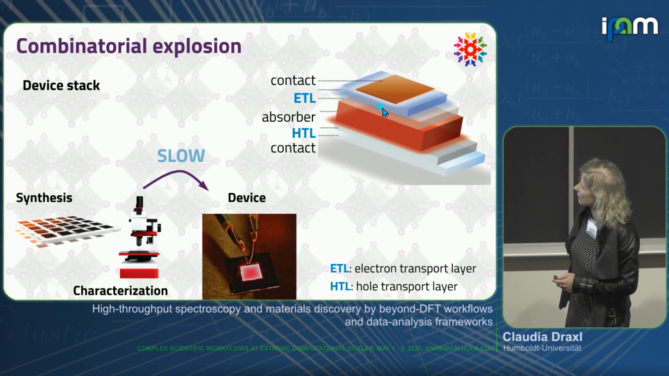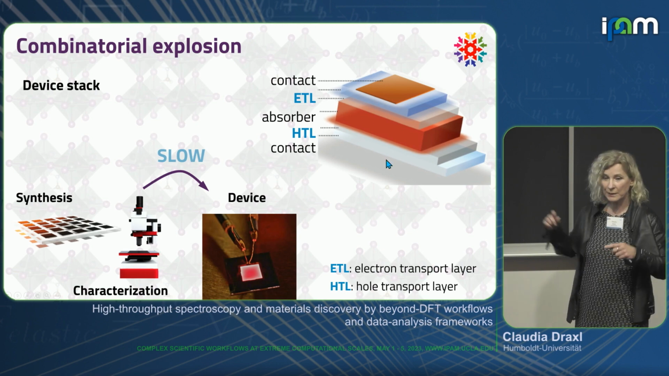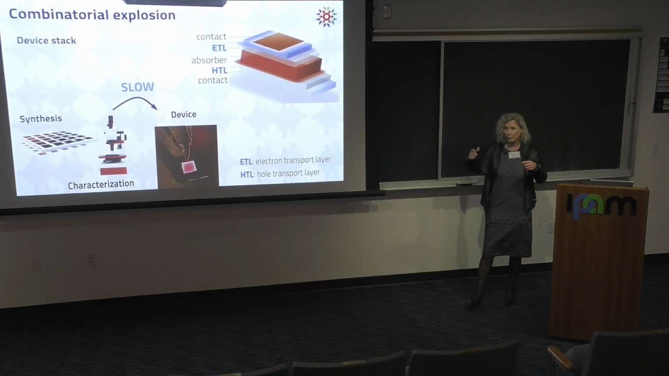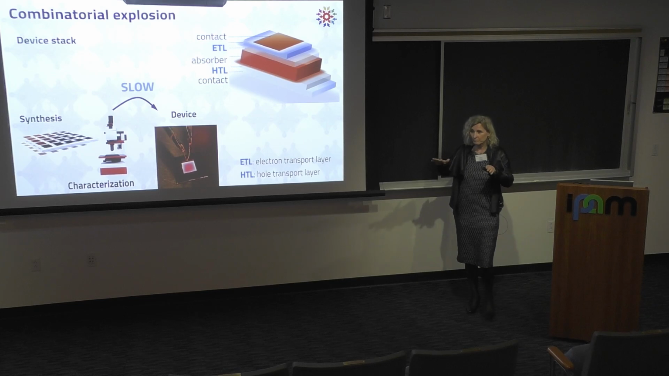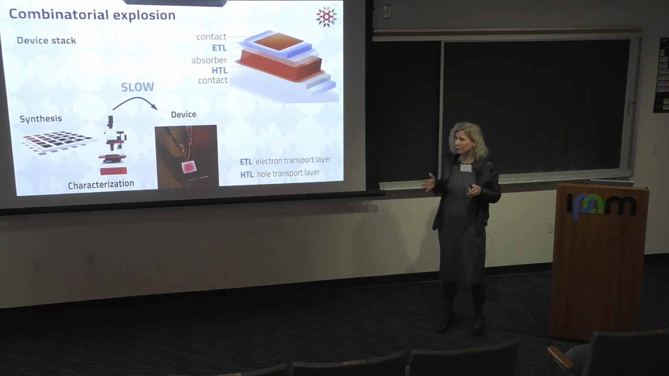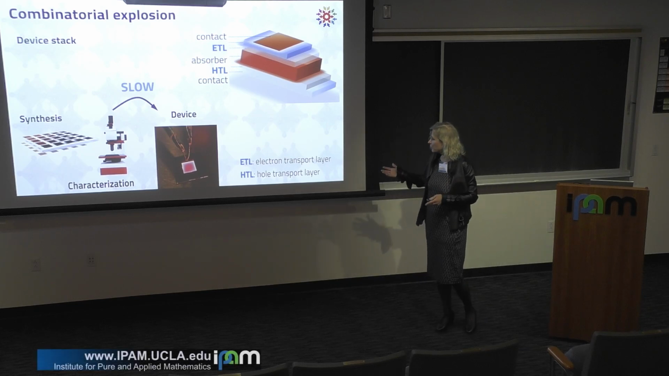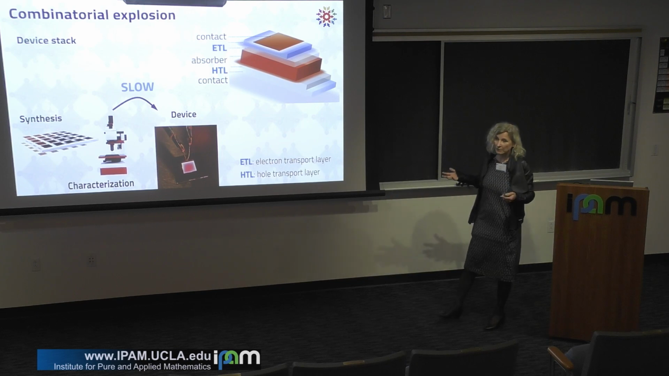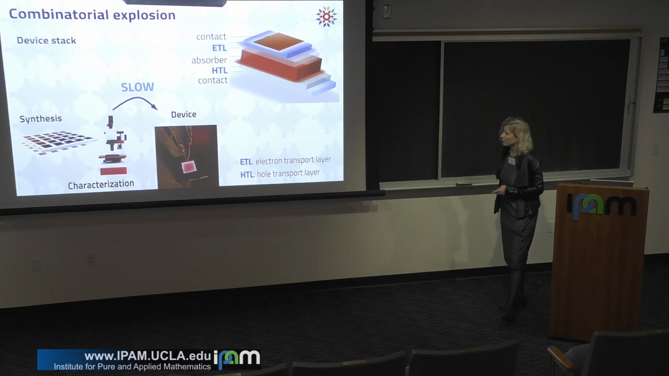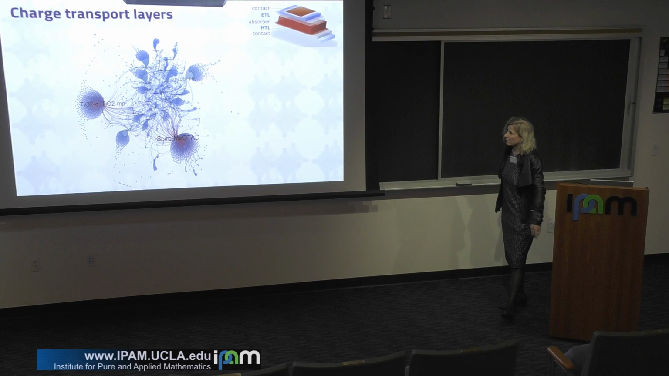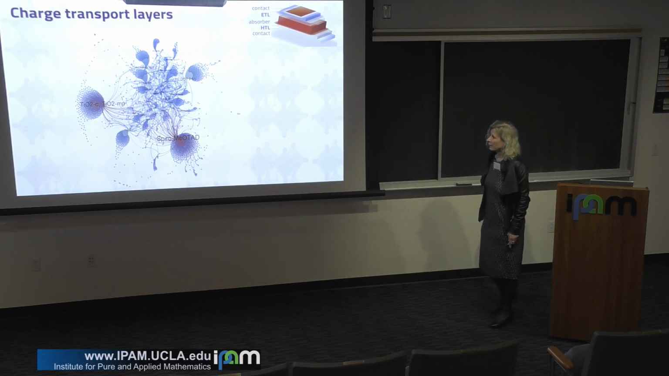The device stack is such that you have the active material of the solar cell, then you have the contacts, on top and bottom, but in between you have these transport layers where the electrons and the holes are brought to the electrode, so to say. And of course these transport layers are also materials that we have to choose. So how does the database help?